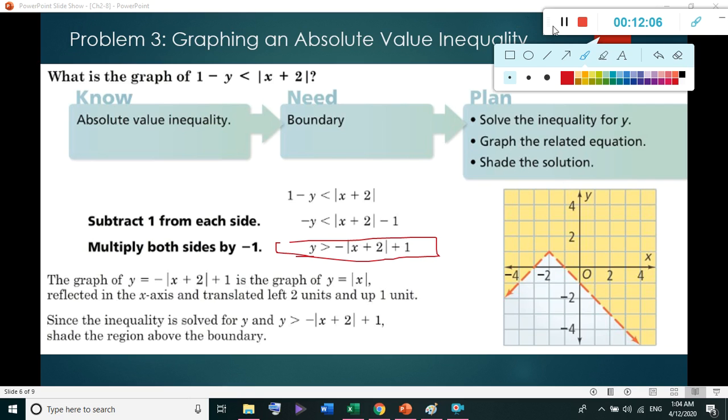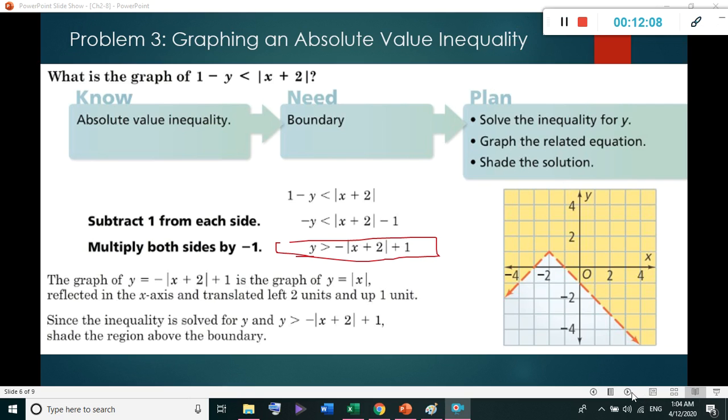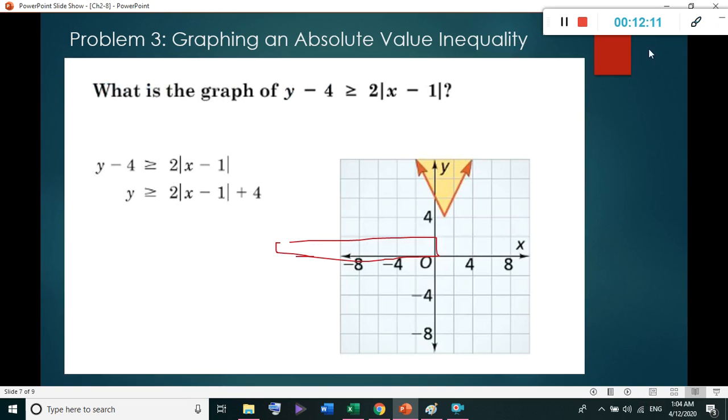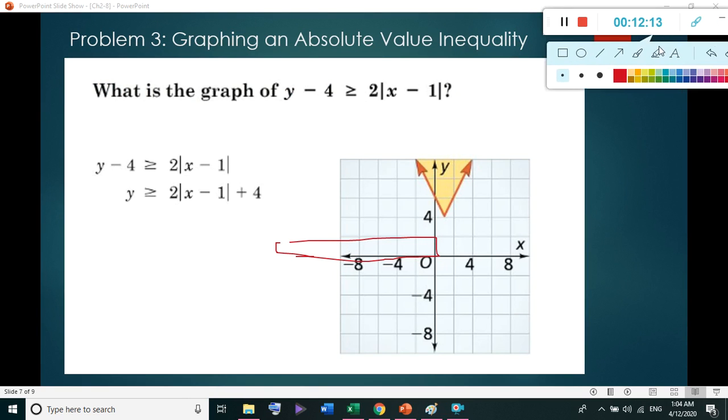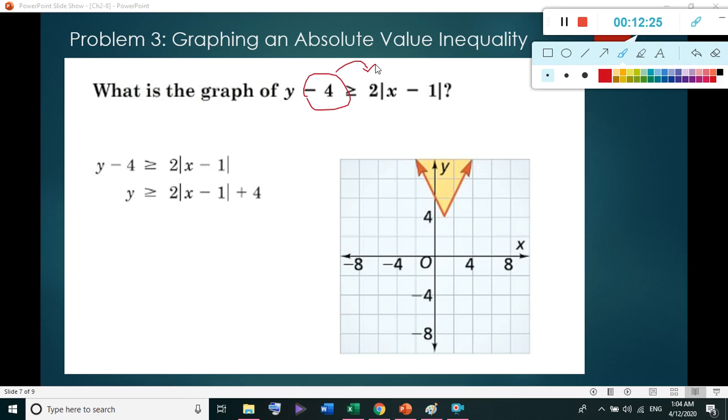Okay, let's have another example here, which is: what is the graph of y minus 4 greater than or equal to 2 times the absolute value of x minus 1? Okay, let's just have it here. We're going to move the negative 4 over there. It's going to be y greater than or equal to 2 times the absolute value of x minus 1, plus 4. It's the same if you want to use the transformation to do it, or you can make a table of x and y values.